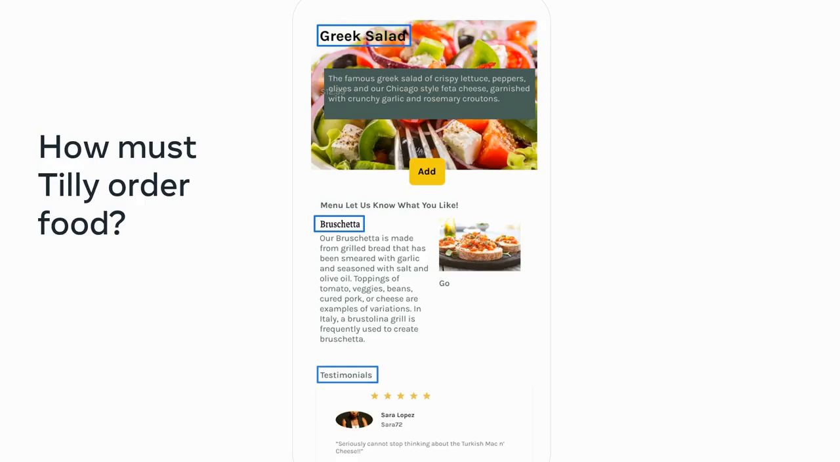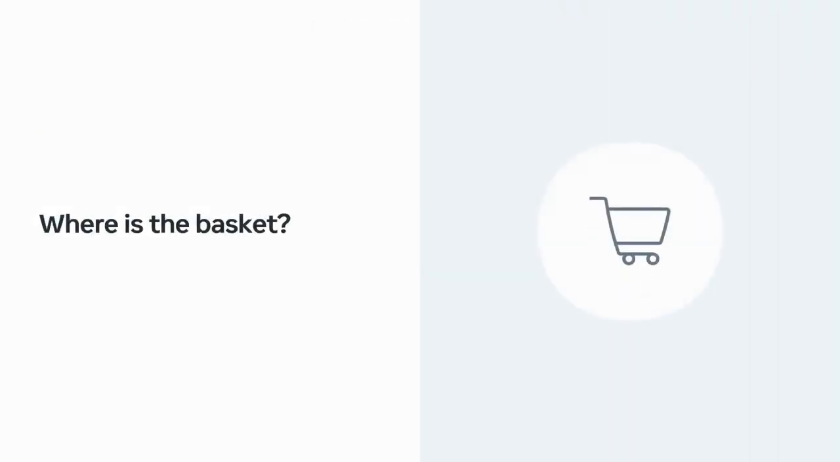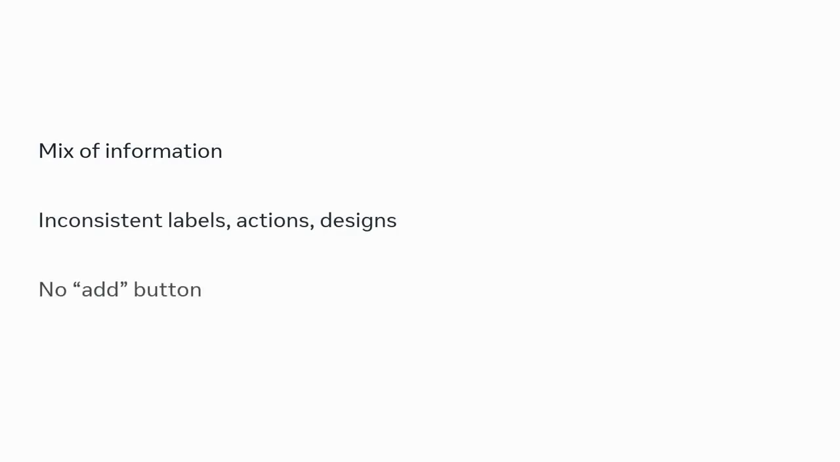The 2 actions she observes are confusing. She sees 2 buttons. She asks herself, do I tap go or add? And if I tap go, will I have more food options as in the previous screen? Or if I tap add, will I add a Greek salad or a bruschetta to my order? Tilly also wants to know where the basket is. Tilly thinks there seems to be a mix of information on the screen. She also feels that there are inconsistent button labels, actions, and designs. And she wants to know why there is no add button on the bruschetta.